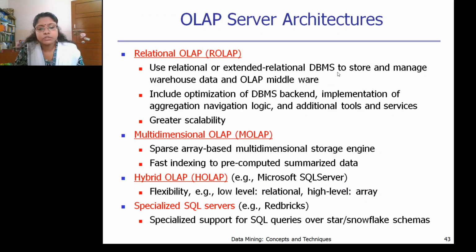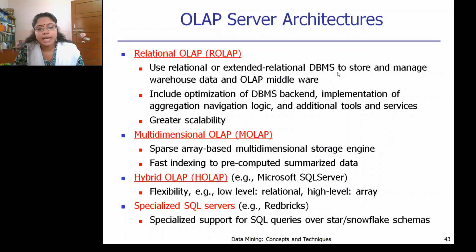The next one is multi-dimensional OLAP, that is MOLAP. Here the data is based on a sparse array, so a sparse array based multi-dimensional storage engine. Since the data is sparse array based, with fast indexing you will be able to retrieve the summarized data at a much faster pace. In relational OLAP the advantage is greater scalability, and in multi-dimensional OLAP we have this fast indexing.